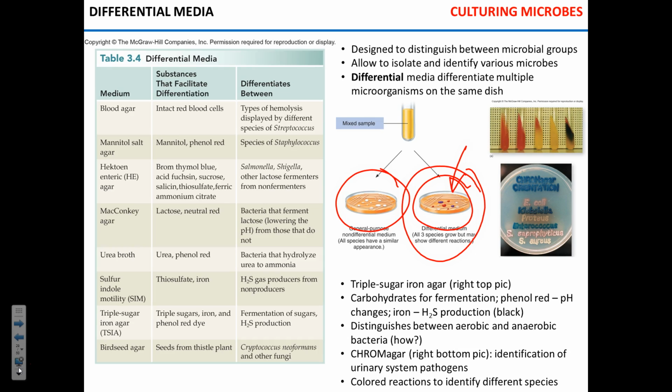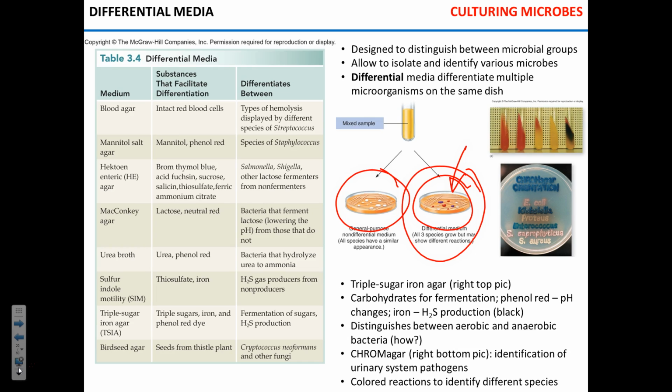Mannitol salt agar is both selective, because it selects for gram-positive staphylococci, and differential, because it helps you to differentiate between mannitol fermenting and mannitol non-fermenting. Make sense?